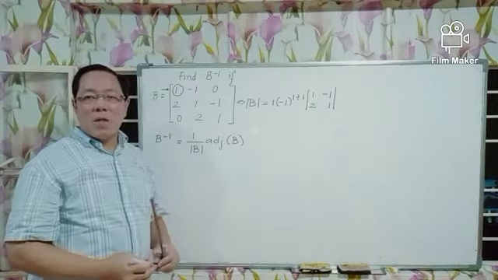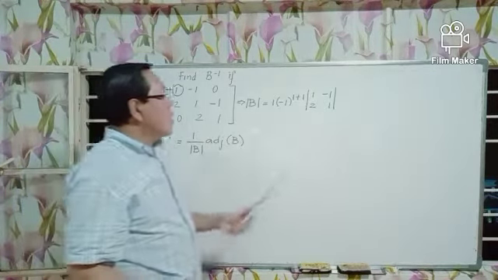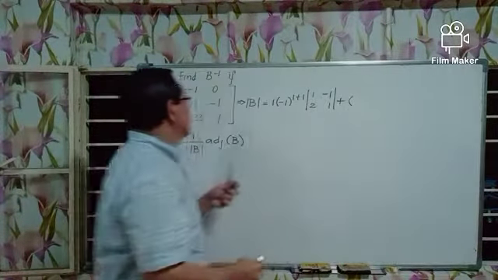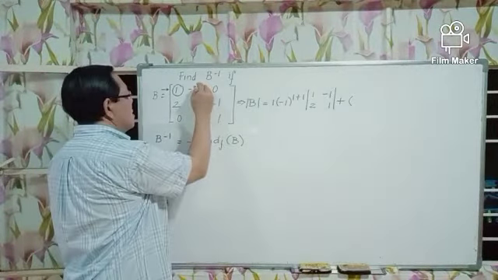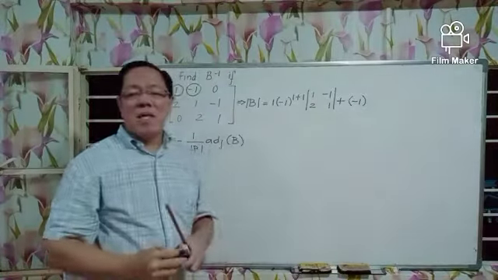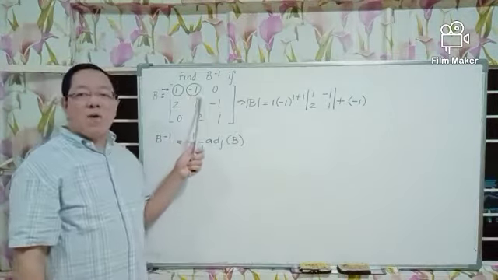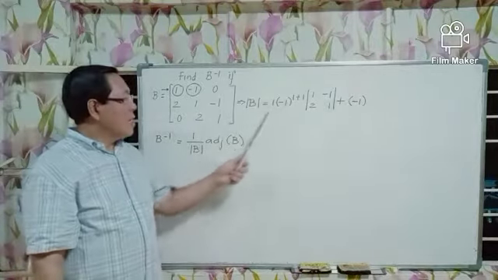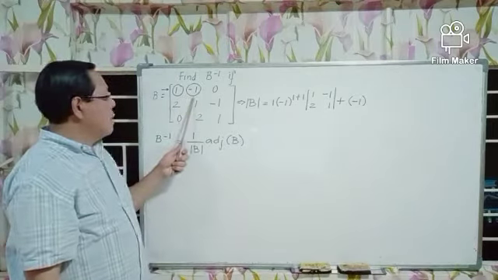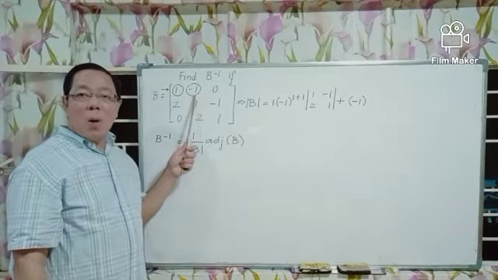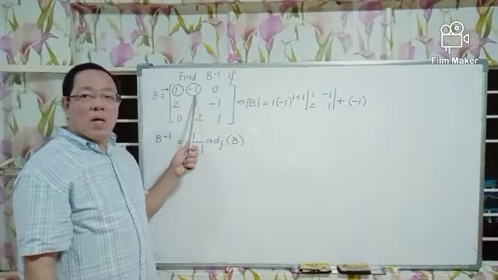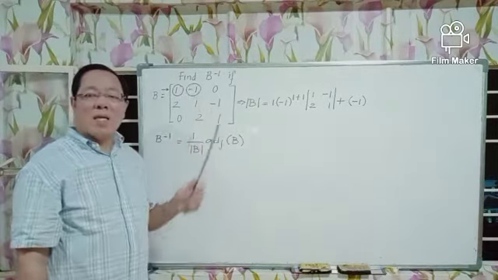The second entry in row 1 is minus 1. And to this we add minus 1 multiplied by the cofactor of minus 1. And the cofactor of minus 1 is given by negative 1 raised to the sum of the row number and column number of minus 1. And minus 1 belongs to row 1 and column 2. So the row number of minus 1 is 1 and column number of minus 1 is 2.